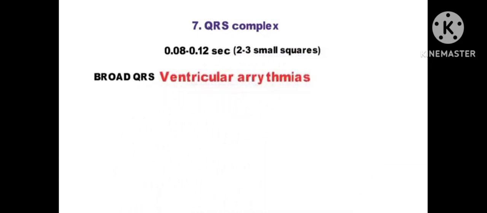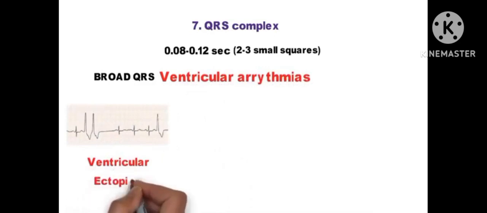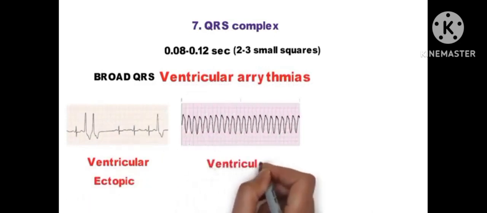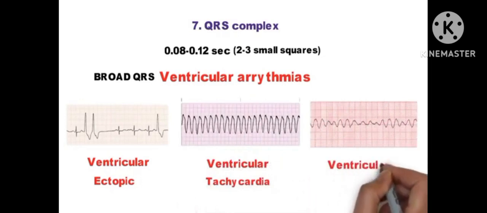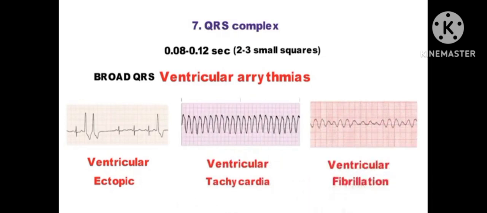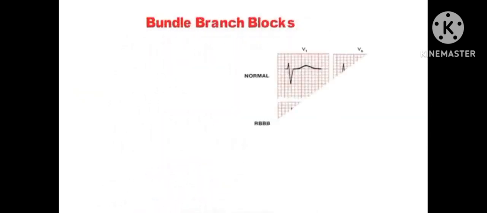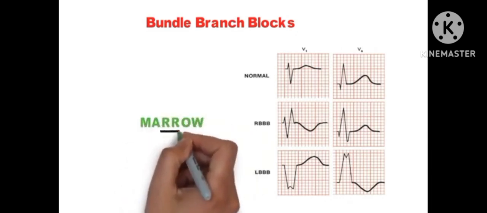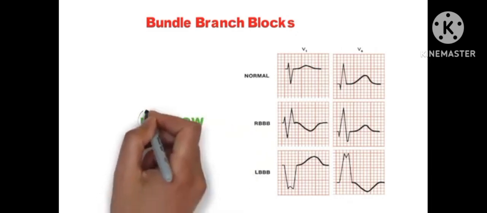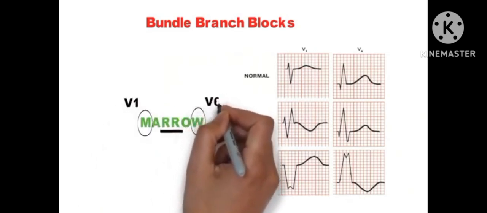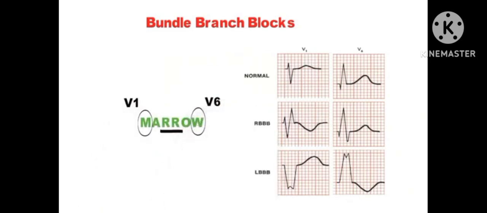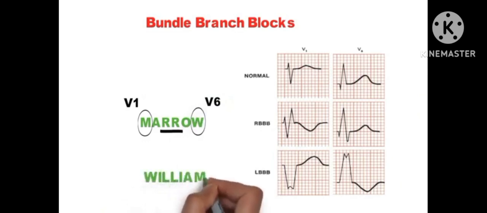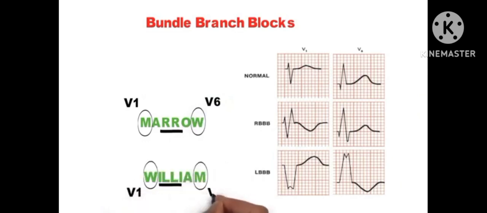It is widened in ventricular arrhythmias, which can be ventricular ectopic or ventricular tachycardia or ventricular fibrillation, or any pathology below the bundle of His. QRS is also widened in bundle branch blocks. In RBBB, there is M pattern in V1 and W pattern in V6. You can remember it with the mnemonic MARROW, where double R is for RBBB and M in V1, W in V6. Similarly, you can remember ECG of LBBB by the mnemonic WILLIAM, where W pattern in V1 and M pattern in V6 is present.